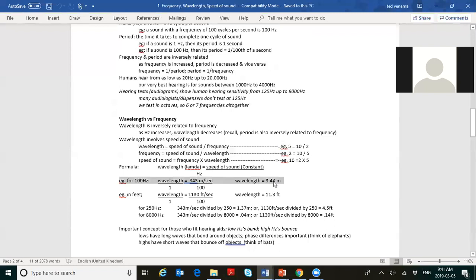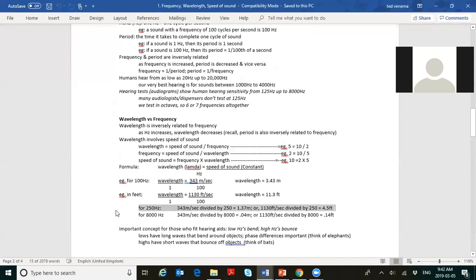You want to do it in feet? 1,130 feet per second is the speed of sound, divided by 100, 11.3 feet. Okay, there you go. Always remember, keep apples to apples and oranges to oranges. For 250 hertz, 340 meters per second divided by 250 is 1.37 meters, or 1,130 feet per second divided by 250 is 4.5 feet. Same thing.